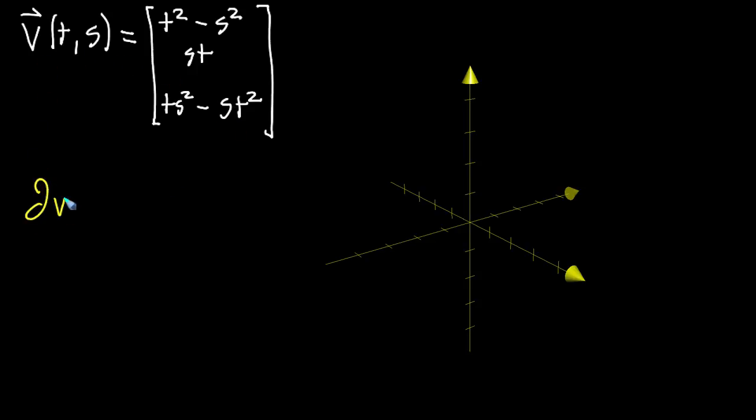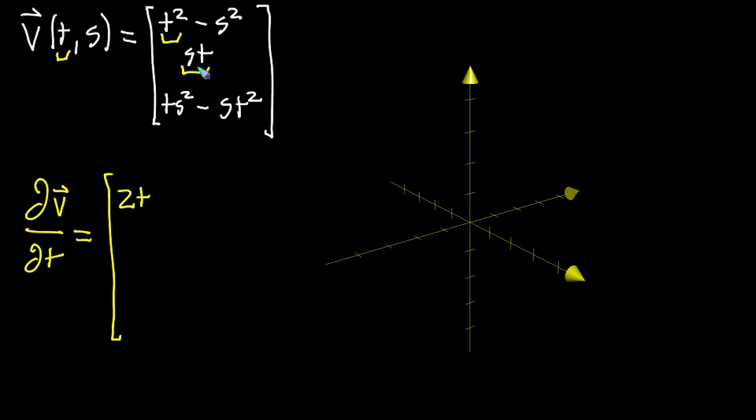It will look like the partial of v with respect to one of its input variables, and I'll choose t, with respect to t. And you just do it component-wise, which means you look at each component and you take the partial derivative of that, because each component is just a normal scalar-valued function. So you go up to the top one, and you say t squared looks like a variable as far as t is concerned, and its derivative is 2t. But s squared looks like a constant, so its derivative is 0.